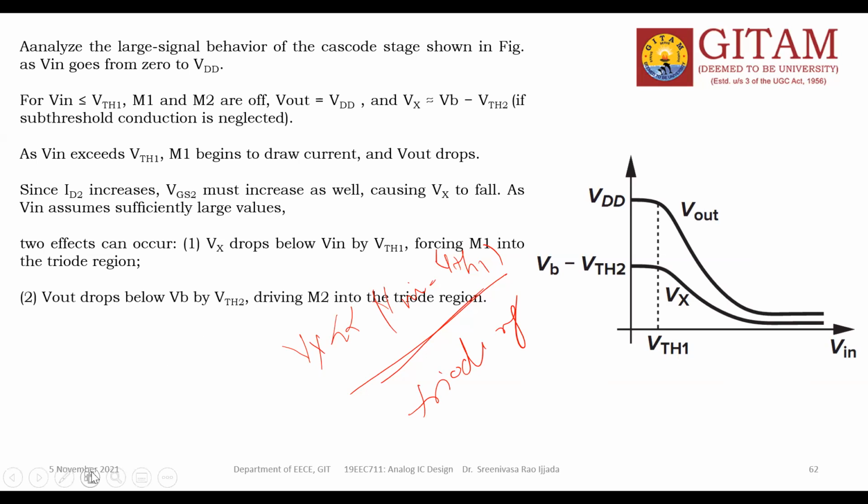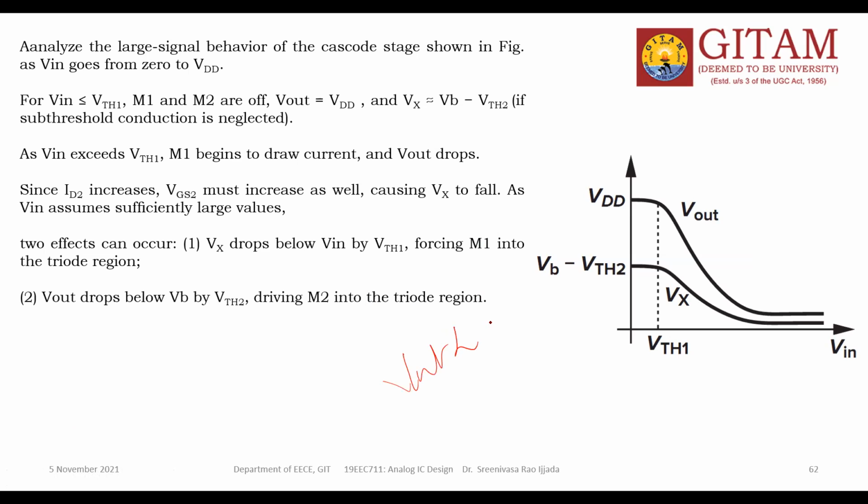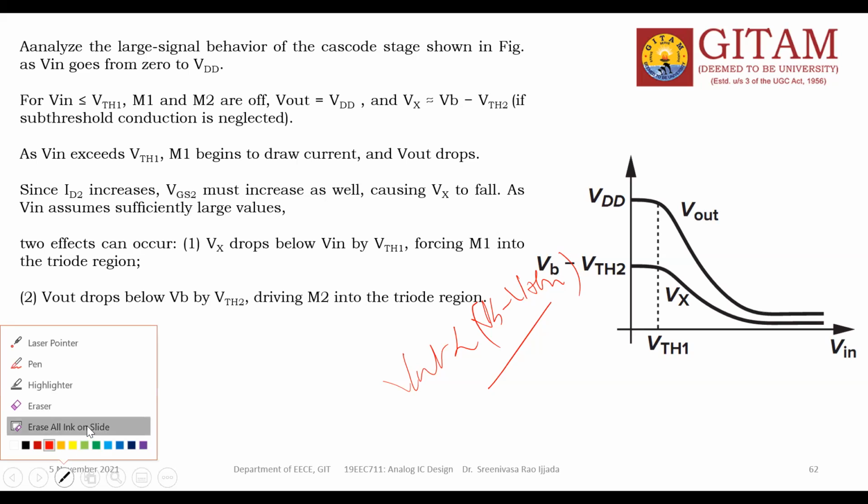Similarly, the second effect is the output voltage. Vout means the M2 drain voltage, which also drops below VB minus VTH2. VB minus VTH2 is the overdrive potential of M2. Since Vout is less than VB minus VTH2, what happened? Again, your M2 device is also not in saturation. It also comes to the triode region. These two things we can observe in this case.